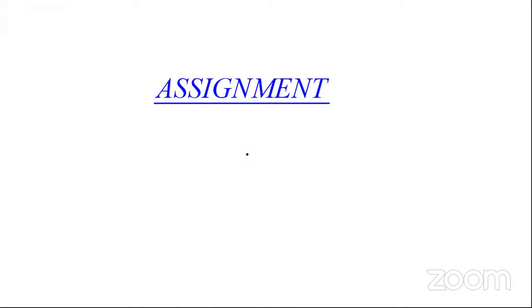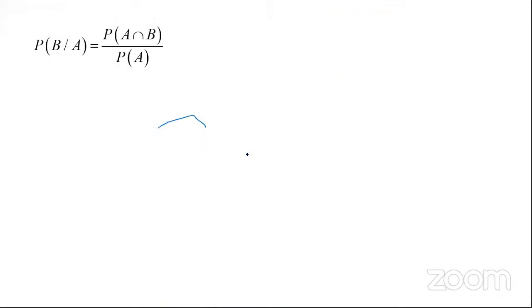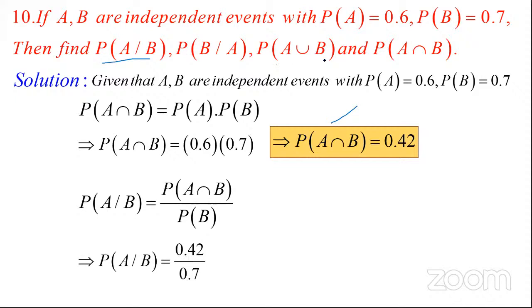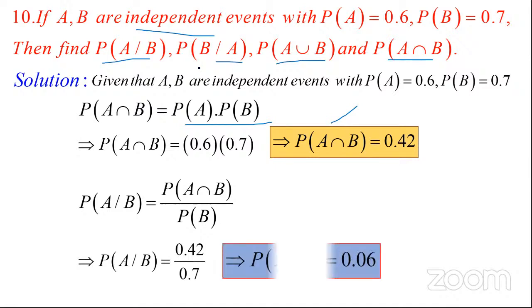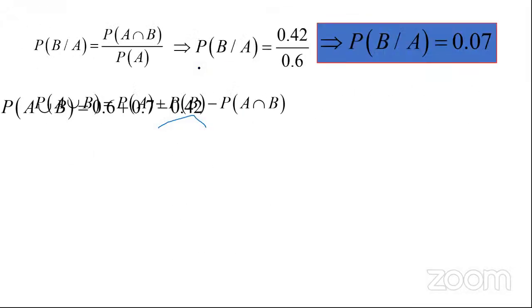So this is the solution. Given the P of A value and P of B value, we have to find P of A by B, P of B by A, P of A union B, and P of A intersection B. These two are independent events, he mentioned that, so that's why we can take it like this. We can find P of A intersection B and P of A by B from the conditional probability theorem, and P of B by A from the conditional probability theorem formula. Then P of A union B from the addition probability theorem. Then you will get the required answers. Okay.